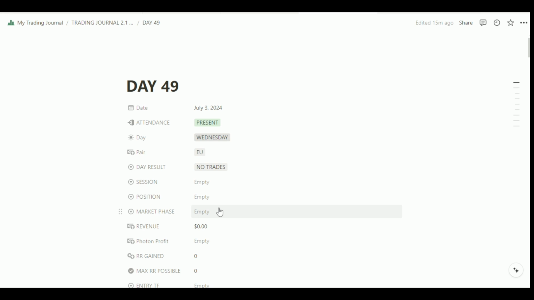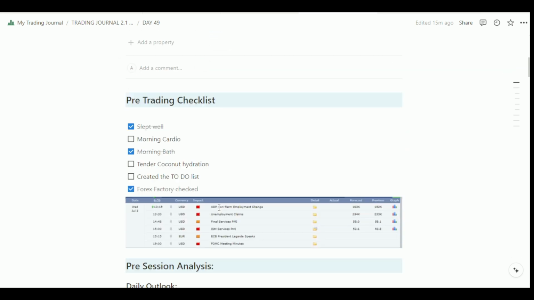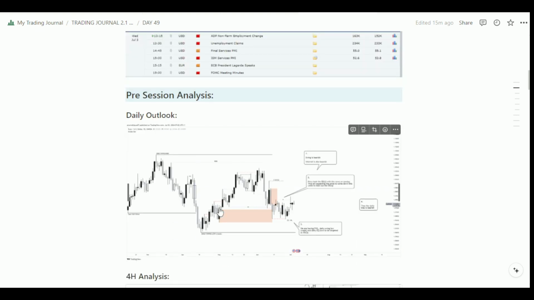So today there are actually no trades, but I still want to recap today because I want to analyze each and every price action.